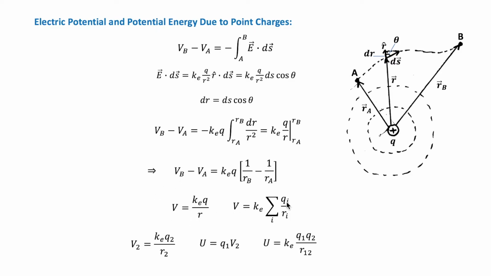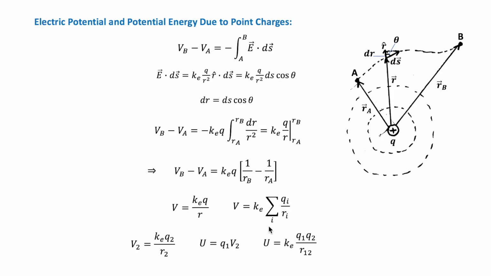Okay, and if we have more than one point charge, we can use the principle of superposition. So V is equal to Ke sigma over i of Qi over Ri. And so Ri here is the distance from P, the point where we want to evaluate the electric potential, to the ith charge, okay?